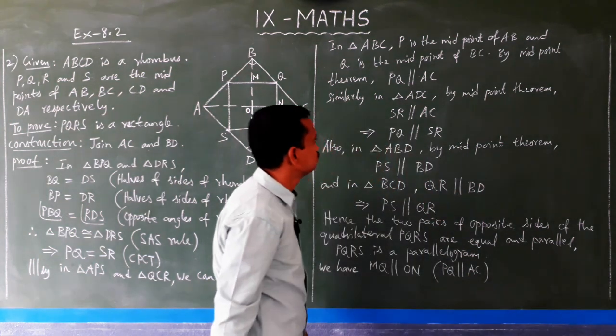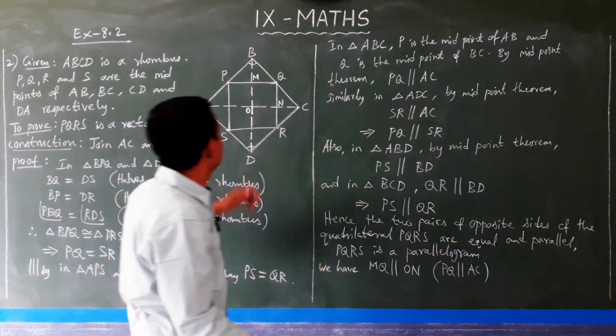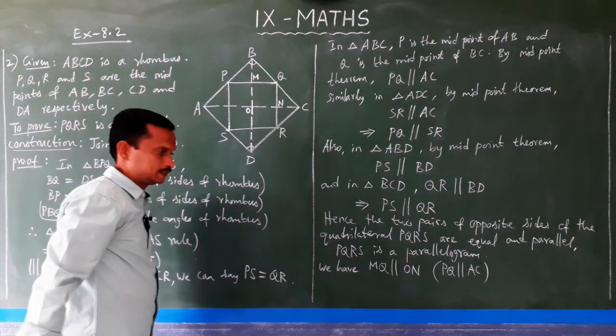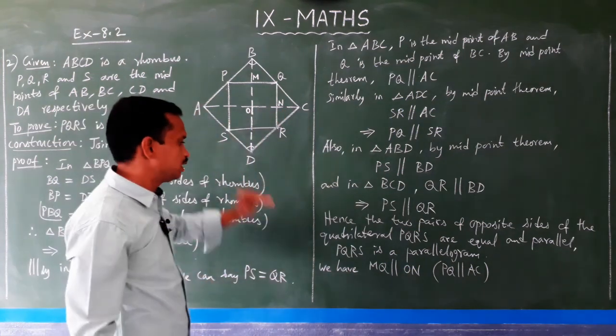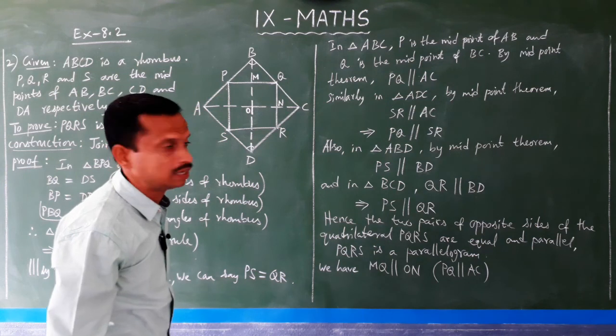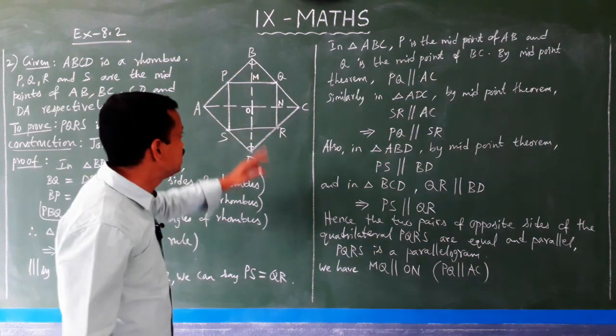We already proved that PQ is parallel to AC. In PQ only MQ is there, and in AC only ON is there. Therefore, MQ is parallel to ON. Understand? And now coming to the next, OMQN. I already named it.